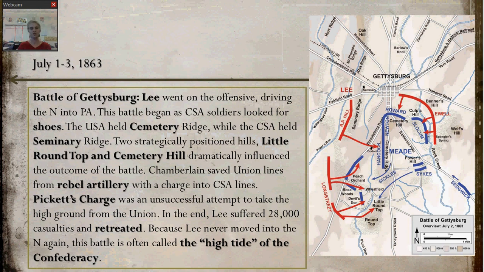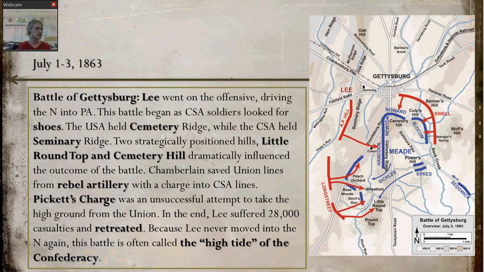So Union leader Chamberlain saves the Union lines from rebel artillery by charging into the Confederate lines, and they keep going at them, right? A lieutenant general named Pickett tries to charge into the Union lines. He actually gets the blame for this, but it was Lee's idea, but he was the one that was in charge of it. It's an unsuccessful charge. They're unable to take the high ground, and in the end, Lee's army is defeated. 28,000 men die on the Confederate side alone, and Lee is forced to retreat.